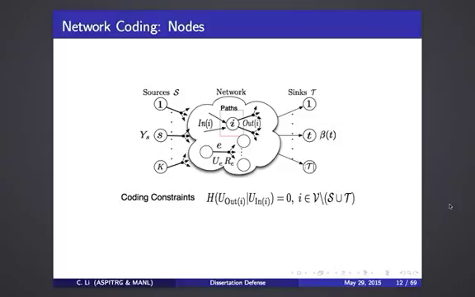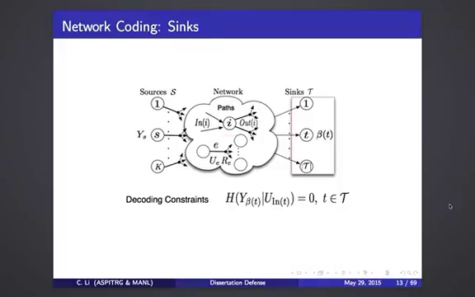And for each intermediate node, the output variables are functions of the input variables. So the conditional entropy is 0 here. And each sink node has access to some edges and demands a subset of sources. And the demands, beta_t here, can be different for different sinks.